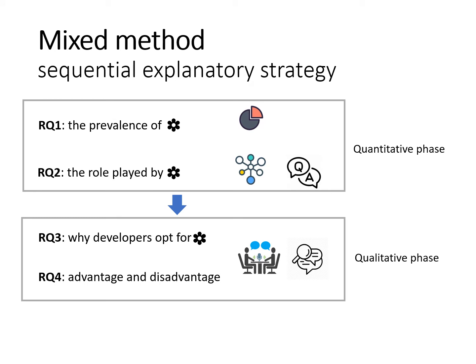We apply a mixed method called sequential explanatory strategy. It consists of two phases. In the quantitative phase, we mine the software repositories to identify flower models and to understand the role flower models play in the system design. Our findings are then explained in the qualitative phase by interviewing developers.